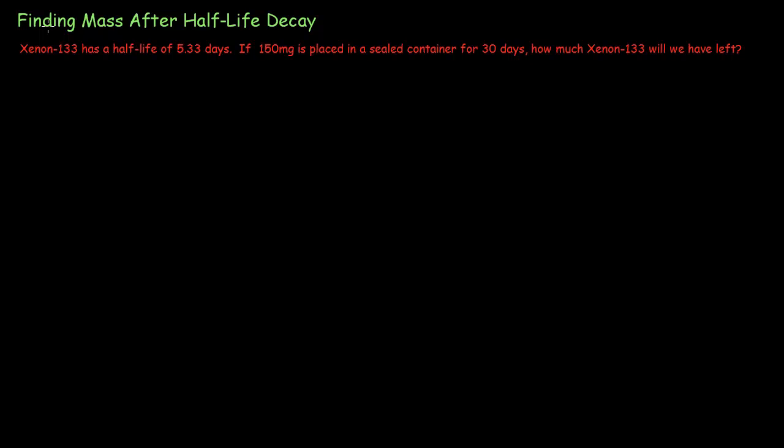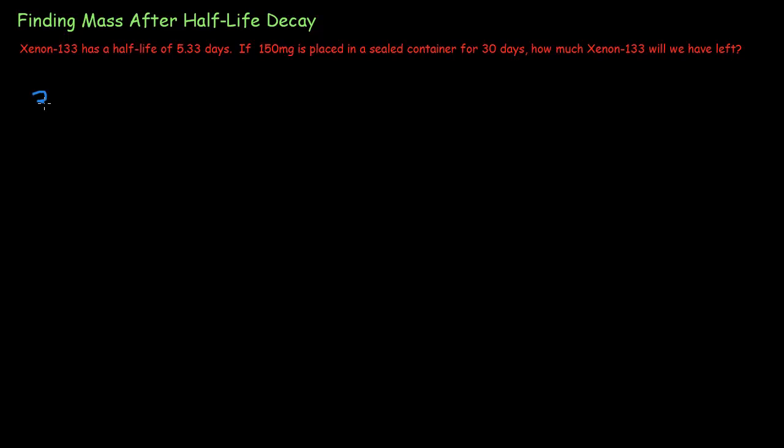Now, by a sealed container, all I want to stress is that we're not oxidizing it at all. It's not going through any other reaction other than its half-life decay. So the first step that we should do is find out how many half-lives it's gone through after 30 days. So we know that it has a half-life of 5.33 days. So we're going to find out how many half-lives are in 30 days.